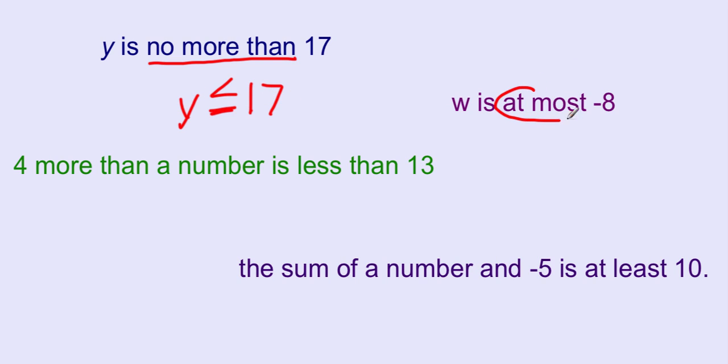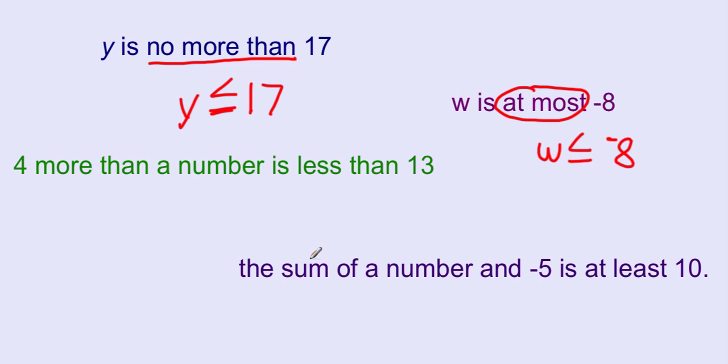Here we have at most negative 8. Again, the most it can be is negative 8, meaning it needs to be less than negative 8, but we're okay with being exactly negative 8. So we'd say w is less than or equal to negative 8.